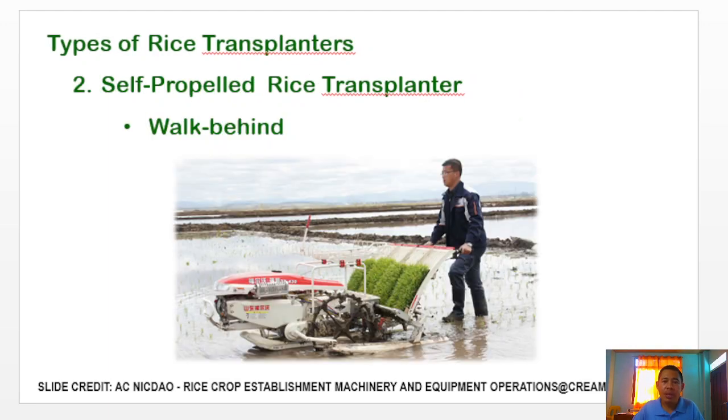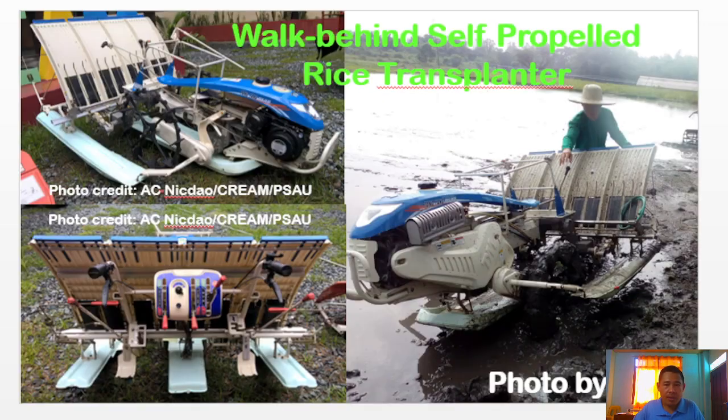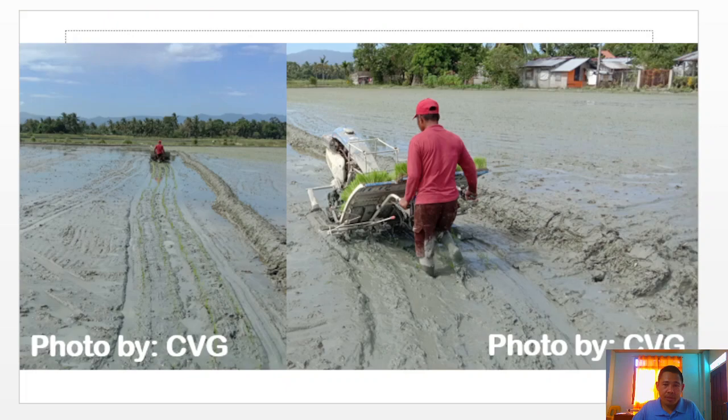Then we have the self-propelled rice transplanter, or the walk behind self-propelled rice transplanter. Here, close up of the self-propelled rice transplanter. This photo was taken at Pampanga State Agricultural University. Here, these photos were taken in Cantil, Rojas. The operator of the machine was quite unskilled. So, kaumpisa niya pa lang, or kasimula niya pa lang humawak ng transplanter.